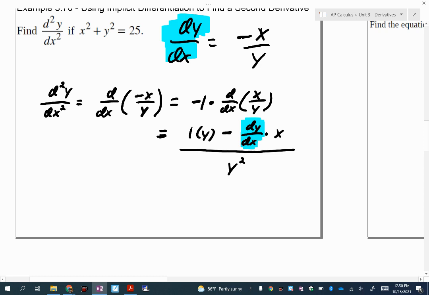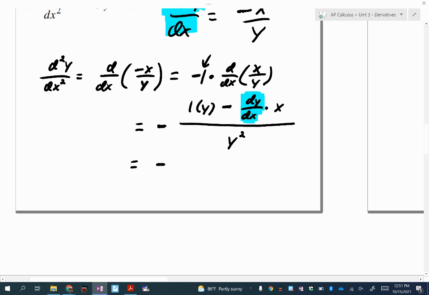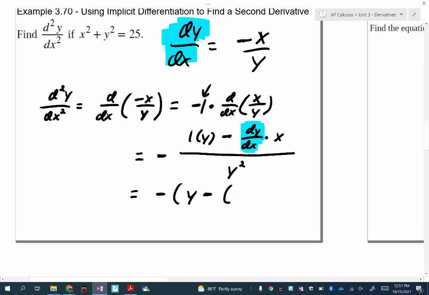Okay? And I should actually do that in a second. I'll write this negative sign down here because this negative sign is from that negative 1. Okay? So let's go and replace it. I'll leave that negative with the numerator. So the opposite of y minus, and we have negative x over y times x all over y squared. Okay, a lot going on here.